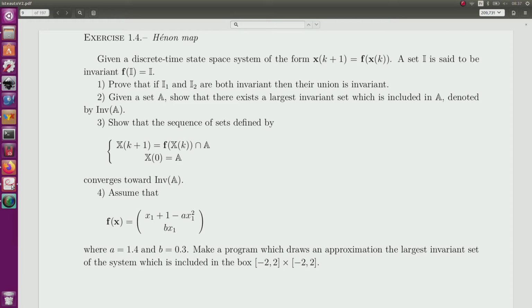Henon map. I consider a state space system in discrete time given by this recurrence equation. A set I is said to be invariant if its image by the evolution function is itself. I have to prove that if I1, I2 are both invariant, then their union is also invariant.